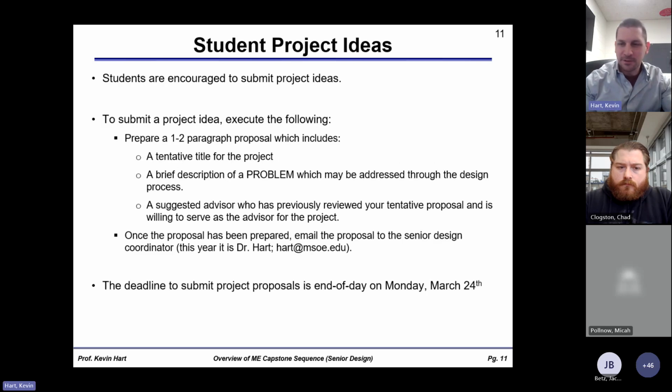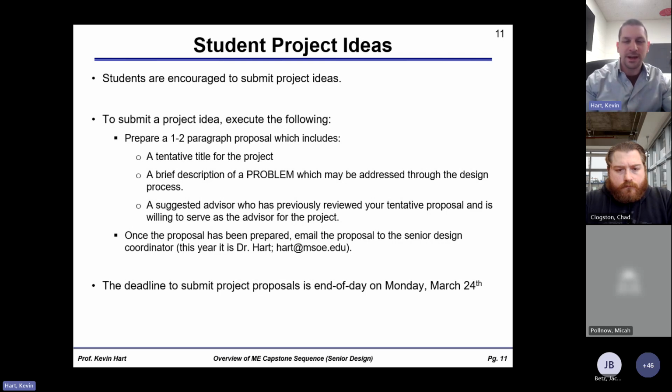Last thing here, before we open it up for questions, is student project ideas. You can submit a project idea if you have one. We have several student projects that are running right now that people proposed last year that we let go through. If you want to submit a project idea, here's what I require from you.